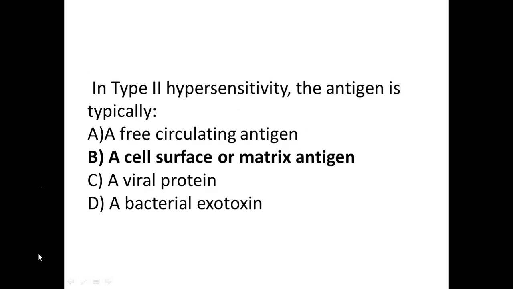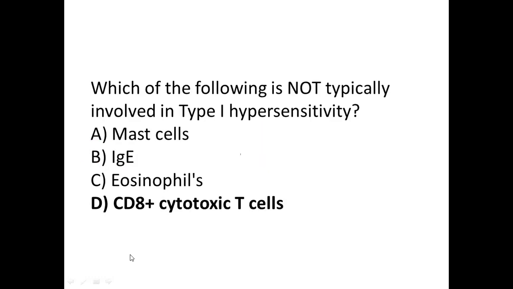In type 2 hypersensitivity, the antigen is typically a cell surface or matrix antigen. I repeat, the antigen will be binding to the cell. So the antibody will come and bind to that cell, destroying only the cell. So in type 2 hypersensitivity, only the specific cell damage happens. So here the antigen can be a cell surface antigen or a matrix antigen. Done. Next question. Which of the following is not typically involved in type 1 hypersensitivity reaction?